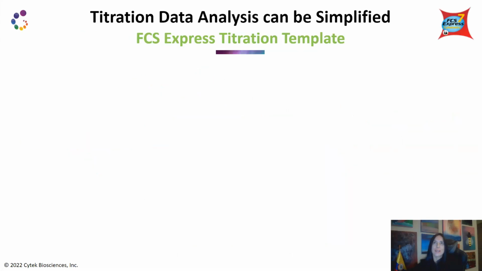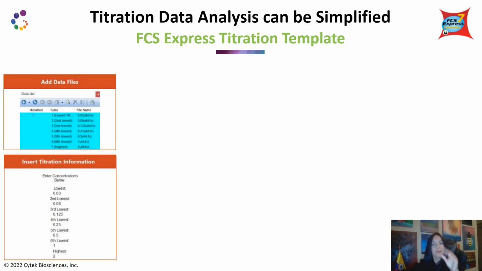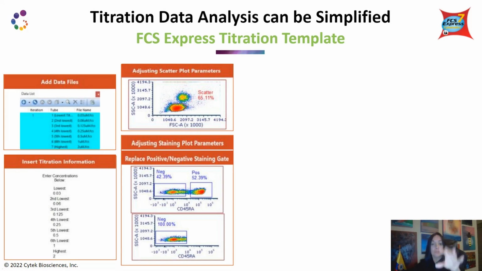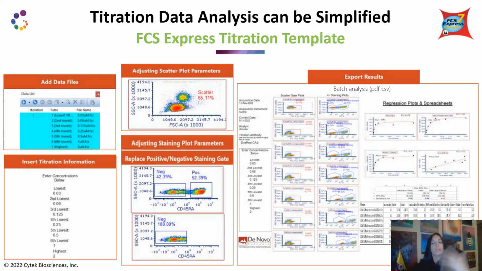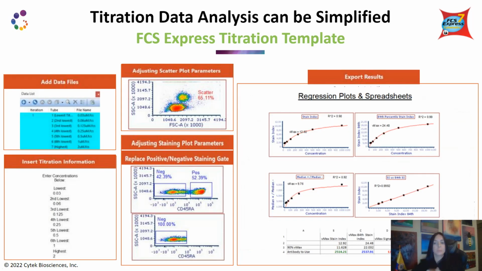We wanted to analyze a lot of titrations, more than 100. So we wanted to do this in an automated way and also a less biased way. So we got help from FCS Express. They created a universal titration template for us that is now available on their website, where you just add the files, define what concentrations you're testing, define what populations of interest you have, and finally, it's going to do all the batch analysis and calculation for you, including things like those regression plots, right?